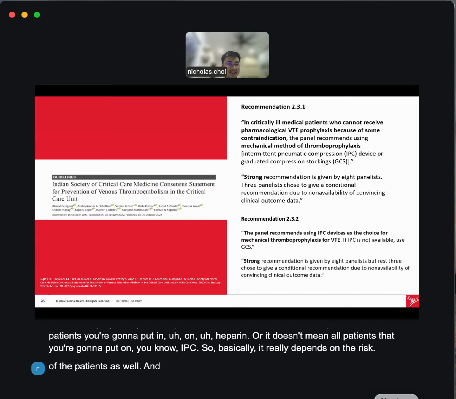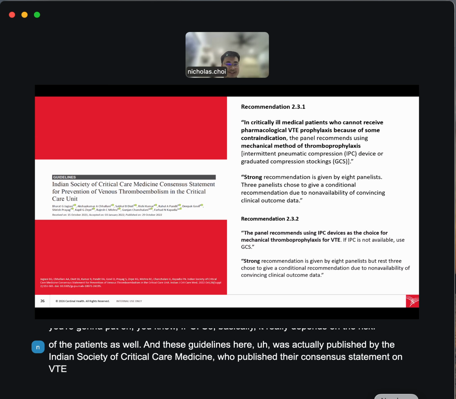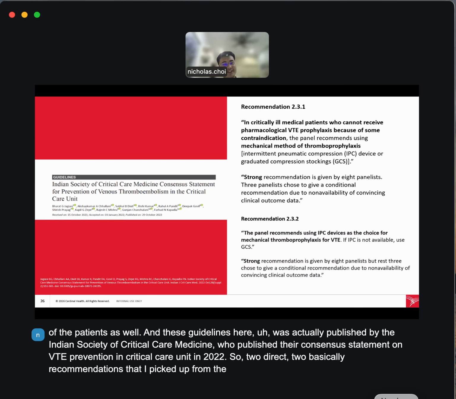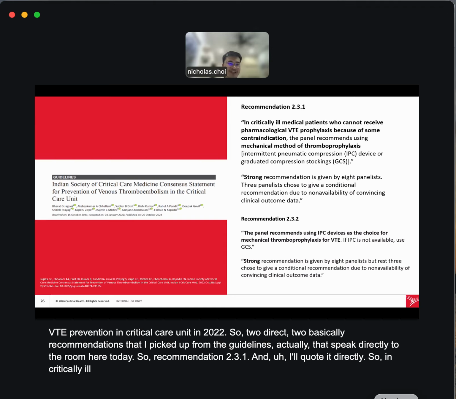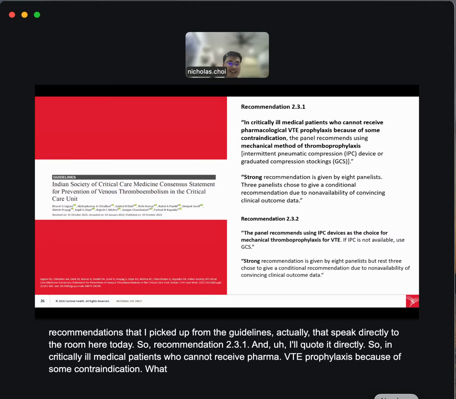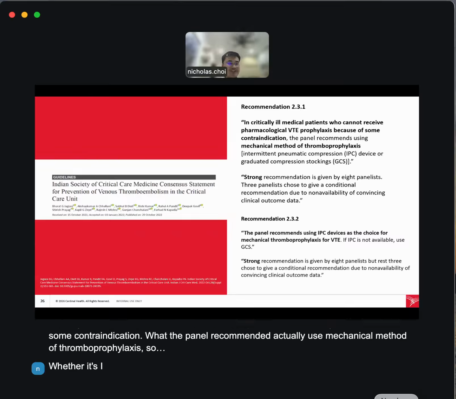And these guidelines were published by the Indian Society of Critical Care Medicine, who published a consensus statement on VTE prevention in critical care unit in 2022. So there are two recommendations that I picked up from the guidelines that speak directly to the room here today. Recommendation 2.3.1, and I'll quote it directly: in critically ill medical patients who cannot receive pharma VTE prophylaxis because of some contraindication, the panel recommended using mechanical methods of thromboprophylaxis, whether it's IPC or your GCS stockings.